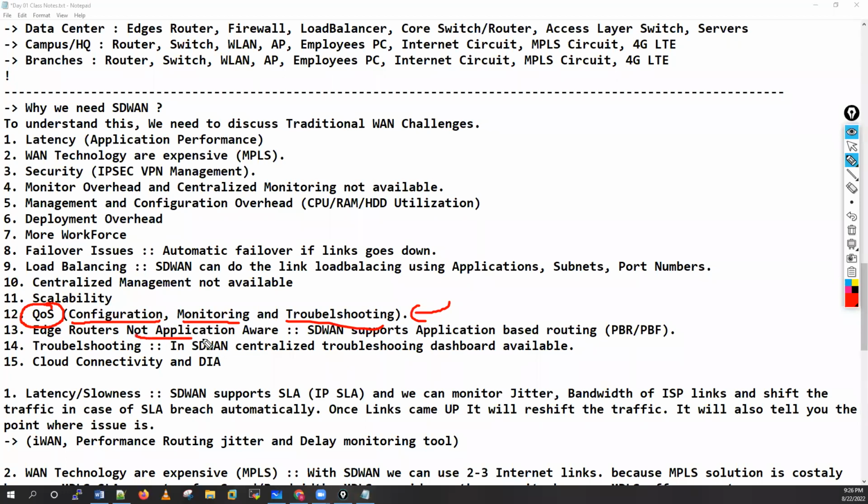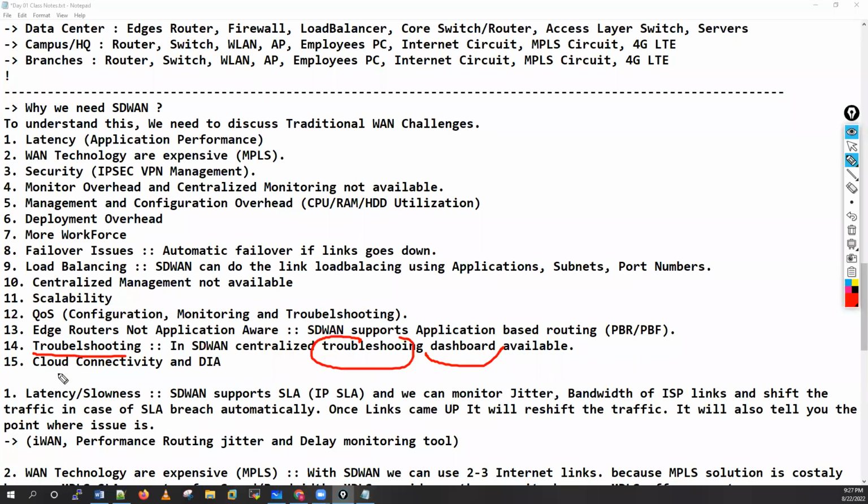Your application aware routing is there. So you can configure the application based routing, which means you can route the traffic on the basis of applications now, like in your Palo Alto firewall. Troubleshooting has become very easy because we are getting a single dashboard from where we can do all types of troubleshooting.